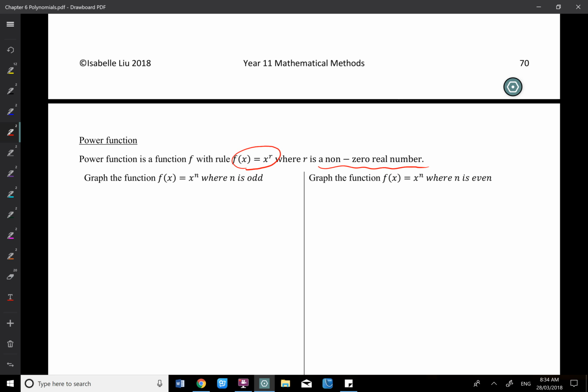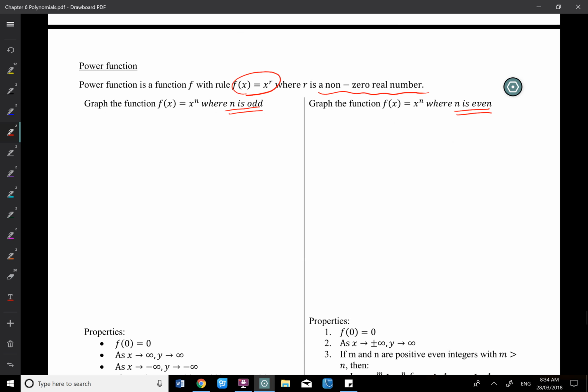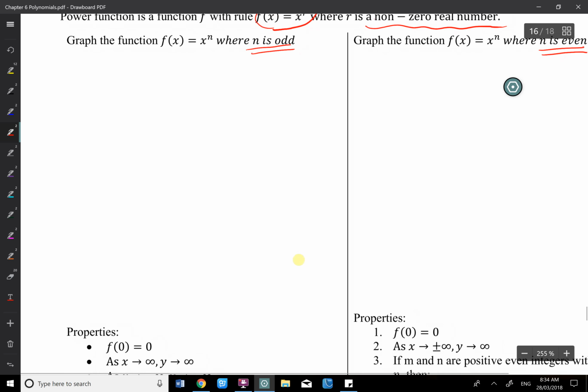We will investigate this more in year 12, like the fraction ones. But today we're going to talk about two types. One is when n is an odd number, and the other is when n is an even number. So we only talk about the positive integer graphs. When it is a fraction, for example x to the power of 4/3, it will look different compared to what we investigate today. Today we think about the special ones.